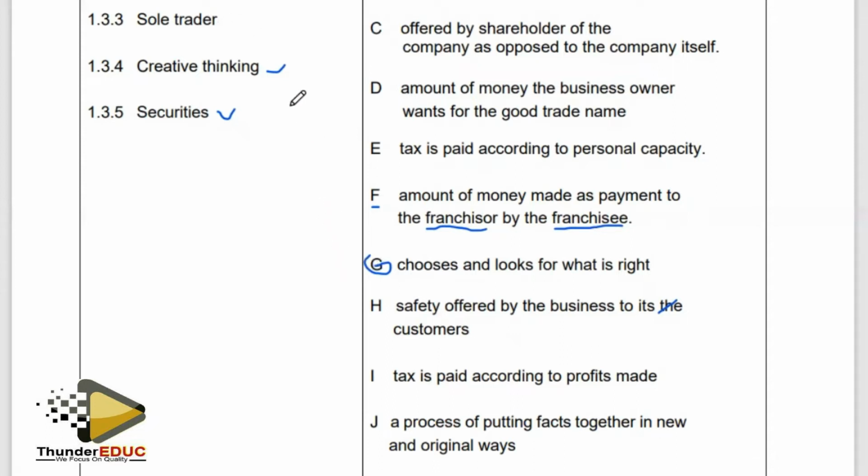That gives us the best alternative as E, according to personal capacity. The best alternative here is E. Yes, let's look at the next question.